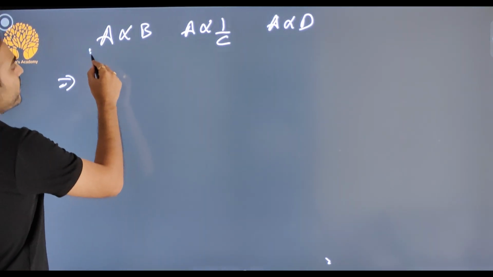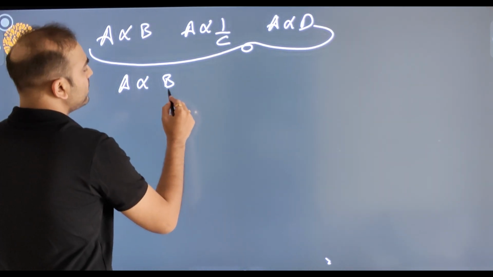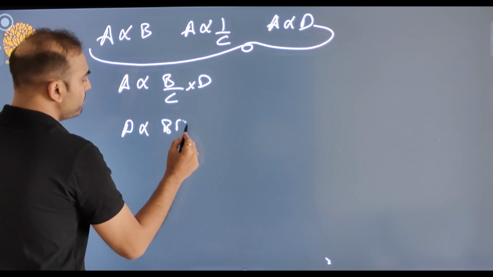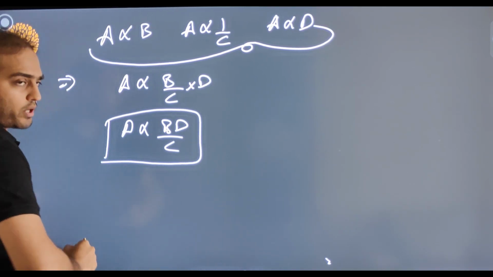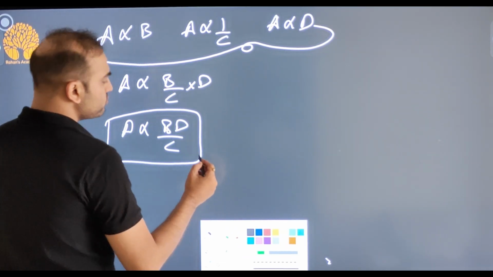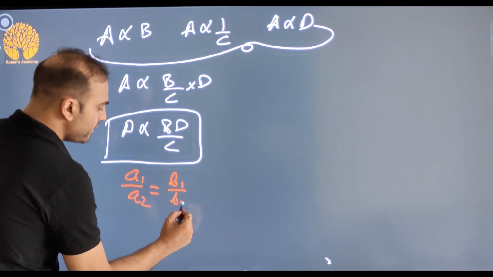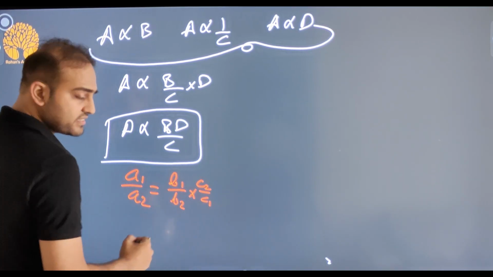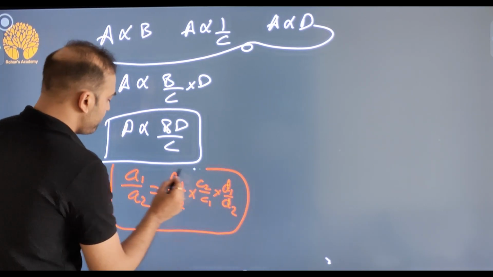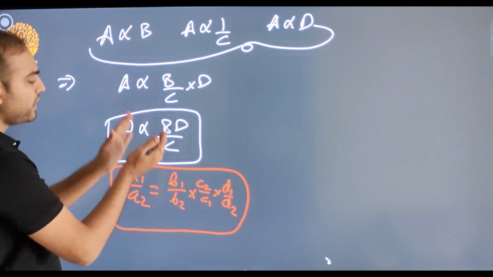I can combine all of this and write A is proportional to B by C into D, or A is proportional to BD by C. Then I can generate my formula. What will be the formula to solve questions quickly? A1 by A2 is B1 by B2 into C2 by C1 into D1 by D2. Point being, A does not get multiplied thrice, A remains once, but all of these can be combined and written together.